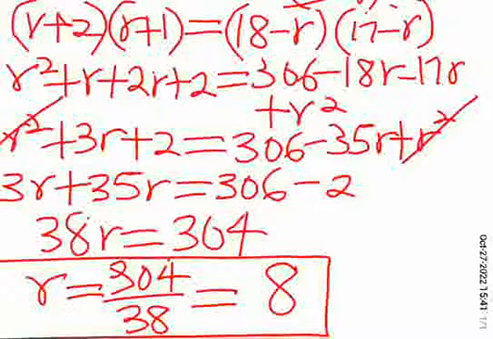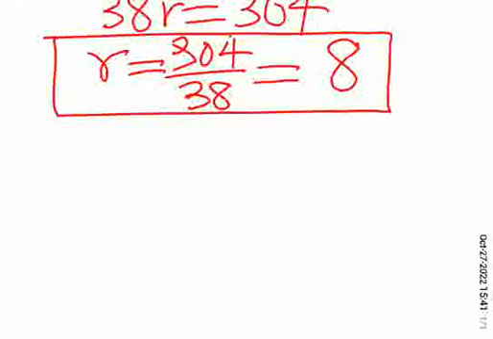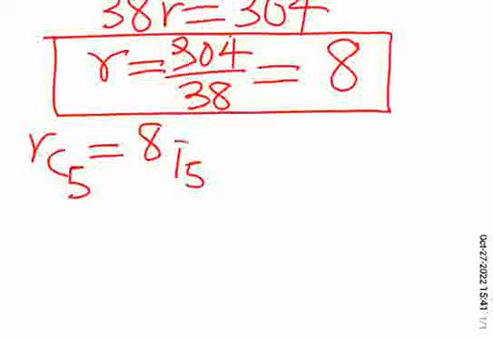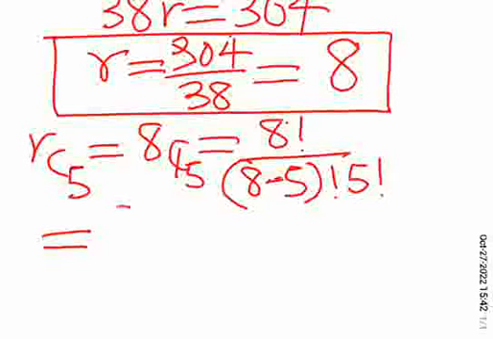Now recall that we're asked to find the value of R combination 5. That will now be 8 combination 5. 8 combination 5 is 8 factorial over 8 minus 5 factorial, and then multiplied again by 5 factorial. So this will be 8 factorial over the 8 minus 5, which is 3 factorial, multiplied by 5 factorial.